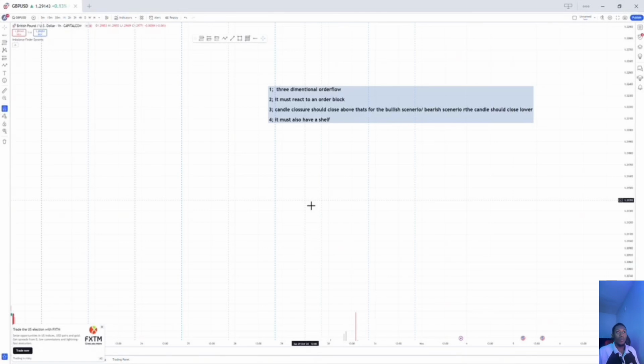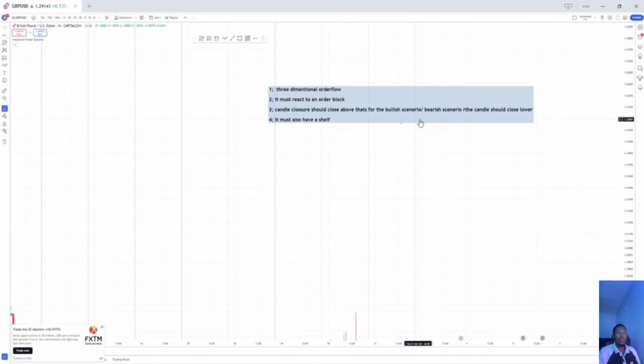So candle closure should close above the fair value gap. That is for the bullish scenario, but it should close below the fair value gap if it is a bearish scenario, and it must also have a shelf. I'll be explaining that on the chart.